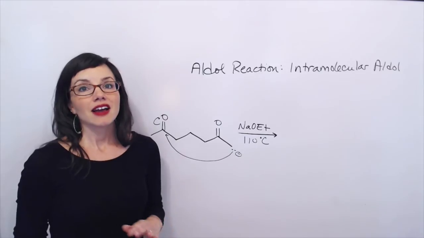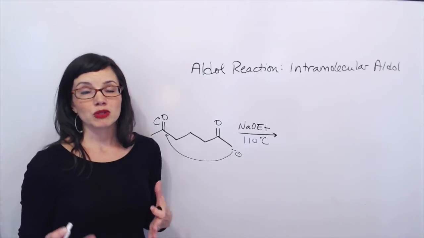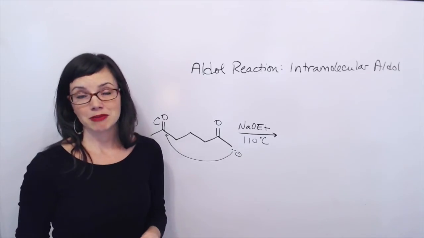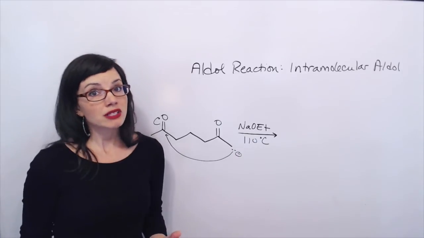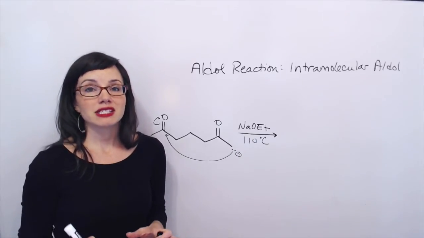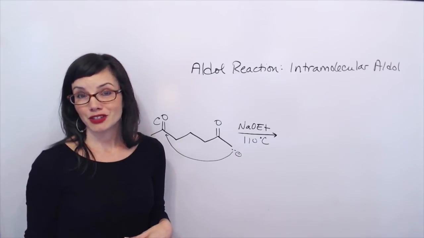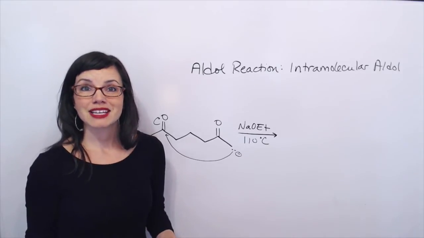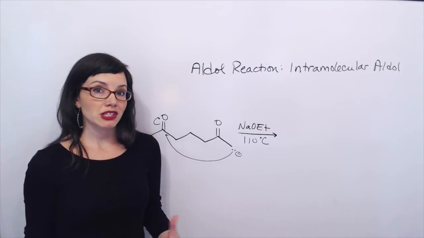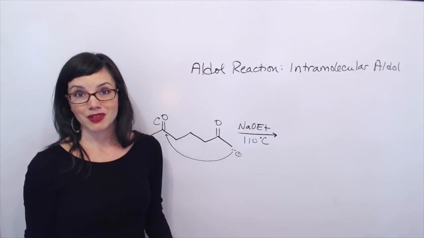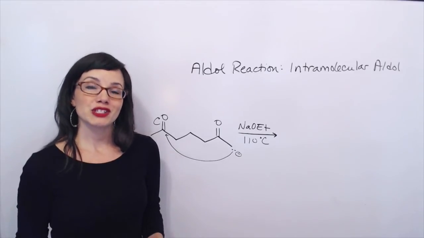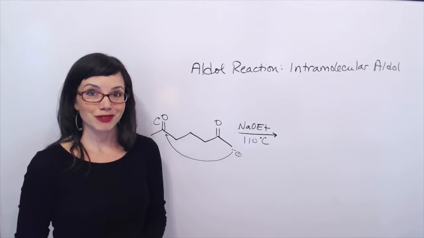In fact, aldol condensations almost always form 5- and 6-membered rings. So when you're choosing what size of ring to form, 5 and 6 are preferable to obviously 4 and 3-membered rings, but 5 and 6 are preferable even to larger rings like 7 and 8. So when you have a chance, always choose a 5 and 6-membered ring with an aldol reaction.